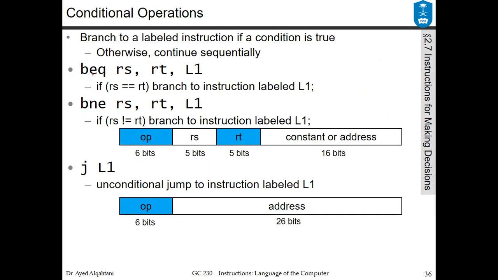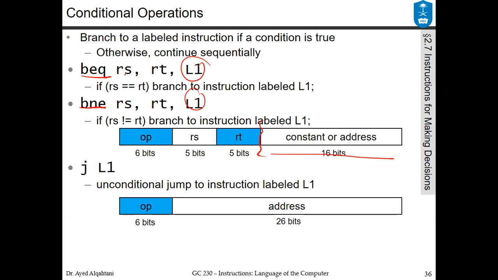In branch if equal, you compare two source registers, RS and RT. If they are equal, you jump to this location using this label, L1. Here, same operation, but now you compare if they are not equal. And then you jump to this label. In the jump, there is no condition that you look for. Directly jump to this label, and that's it. Now, the branch equal and branch not equal, they are I-type. This L1 will be the immediate value, and it has 16 bits.